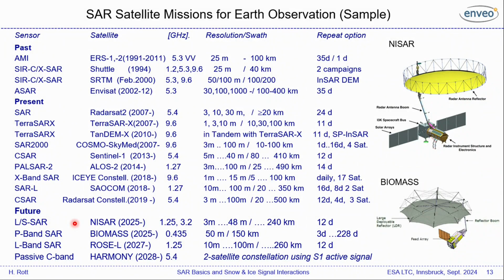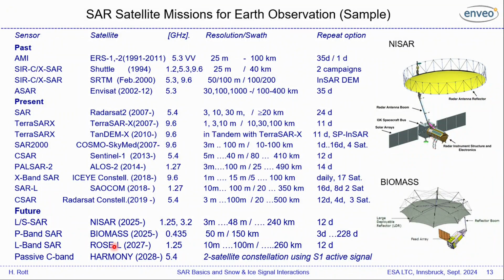It's extremely interesting to have these two frequencies, which is really a very interesting step forward also for radar science. Then Biomass, now I think it's scheduled for 25, the launch, P-band, which has 0.4 gigahertz. This is quite a significant penetration. It will also be of interest for snow and ice because of this penetration capability, but the main objective is forest volume and forest monitoring.